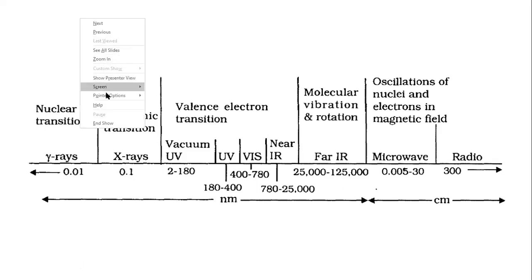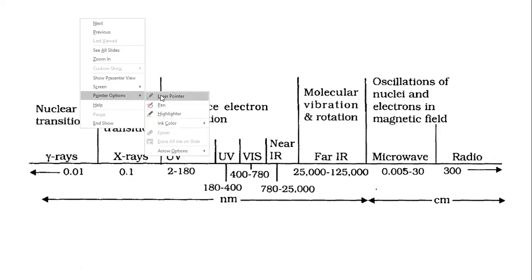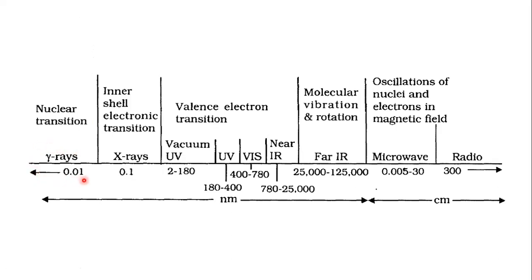So when we are talking about gamma rays, they have the least wavelength values, falling in the range of 0.01 nanometers. And the energy is highest, and hence they lead to transitions which are nuclear transitions. We talked about this in slight detail in the last class, so I will not indulge more in this, just giving you an overview.